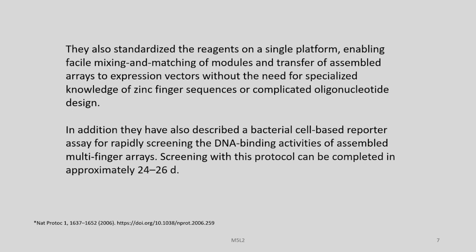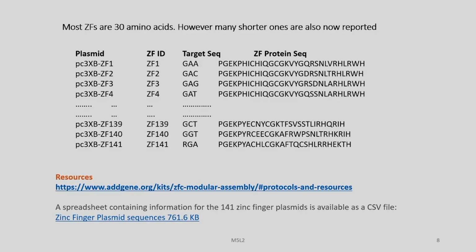In addition, they have also described a bacterial cell-based reporter assay for rapidly screening the DNA binding activities of assembled multi-finger arrays. Screening with this protocol can be completed in approximately 24 to 26 days, or less than a month. So, these are the various plasmids. You can see pCS3XB ZF1 to 141.